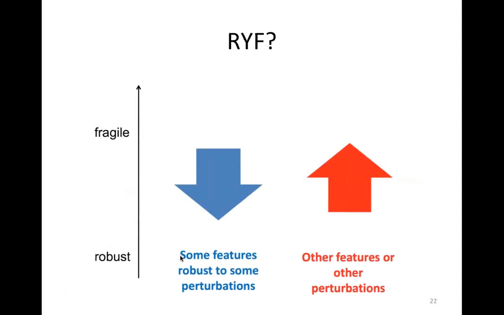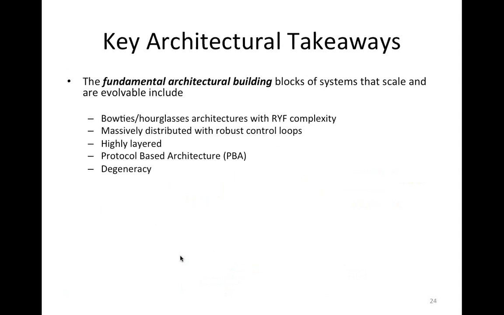We're out of time. This is about RYF. So here's the key takeaways I want you guys to take away. So there's fundamental architectural building blocks of systems that scale and are evolvable, and that's what we want, obviously. They have this bow tie hourglass thing I just told you with RYF complexity. We didn't get a chance to talk about that. They're massively distributed. Okay, BGP, your immune system, robust control loops, TCP, that's a robust control loop in that control theory sense. I can explain that if somebody wants to ask a question about that.